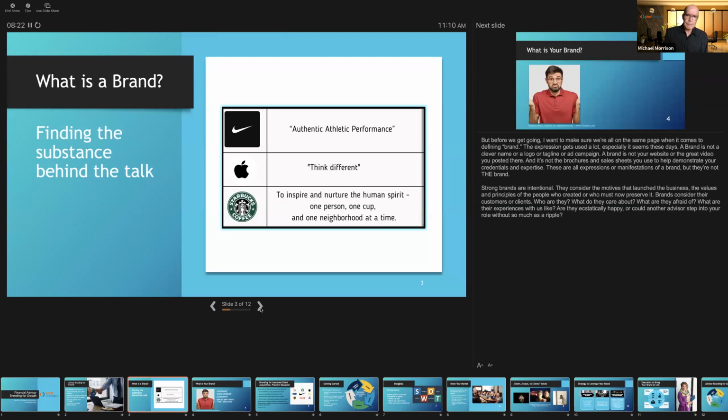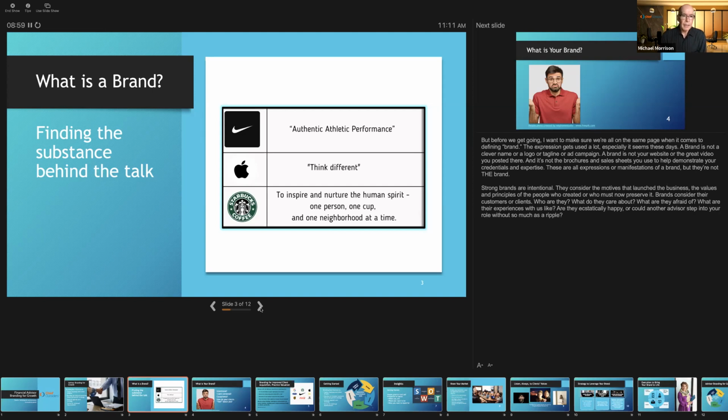But before we get going, I need to make sure we're all on the same page when it comes to defining brand. The expression gets used a lot these days. A brand is not a clever name or a logo or a tagline or ad campaign. A brand is not your website or the great video you posted there. And it's not the brochures or sales sheets you use to help demonstrate your credentials and expertise. These are all expressions or manifestations of the brand, but they're not the brand.